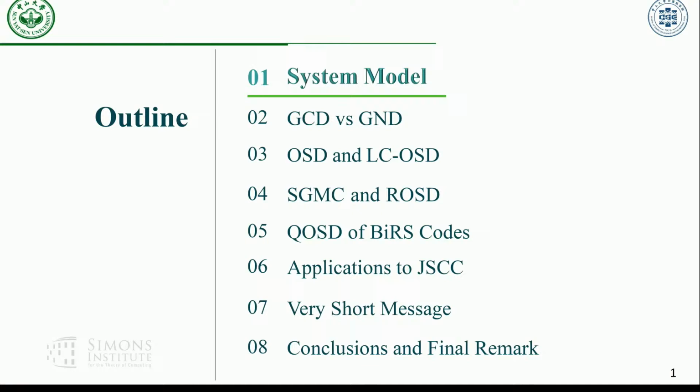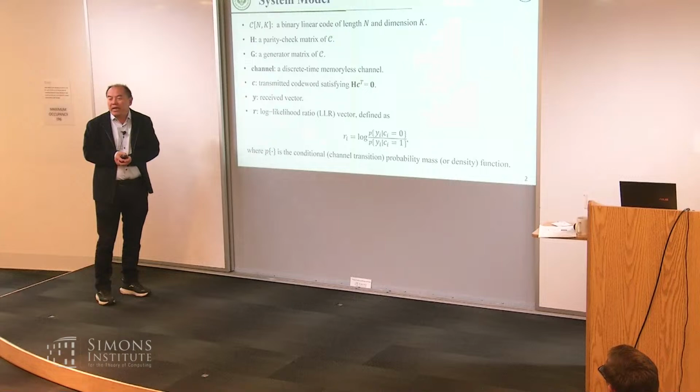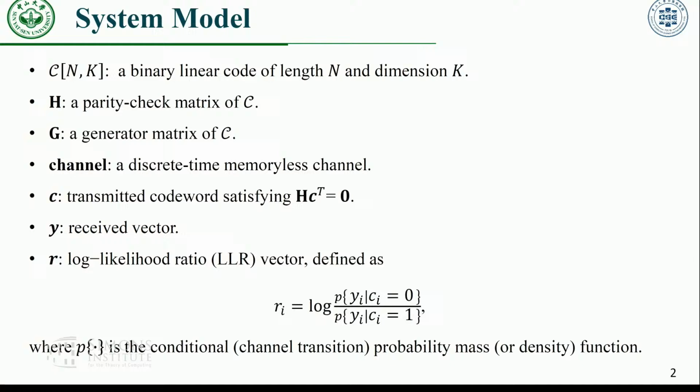First, we consider a binary linear block code of length n and dimension k, where the parity check matrix and the generator matrix are available. We consider a discrete-time memoryless channel. Let C be the transmitted codeword, and Y the received vector. Then we can calculate the log-likelihood ratio vector, which is a sufficient statistic for decoding.